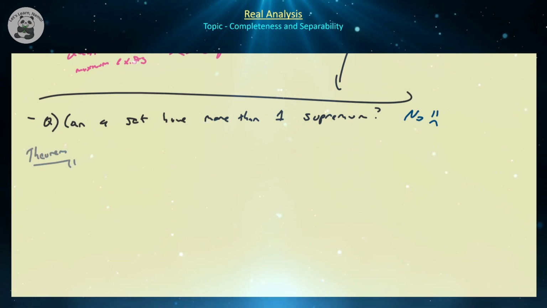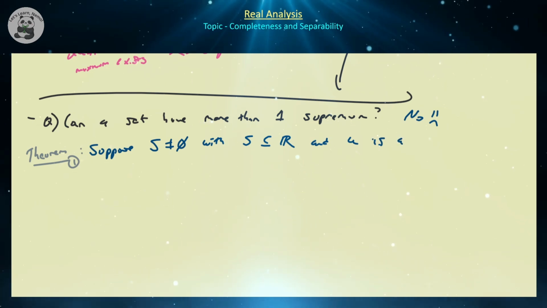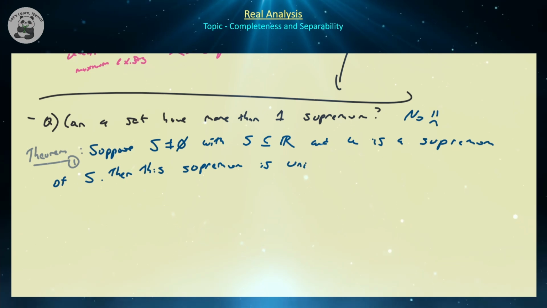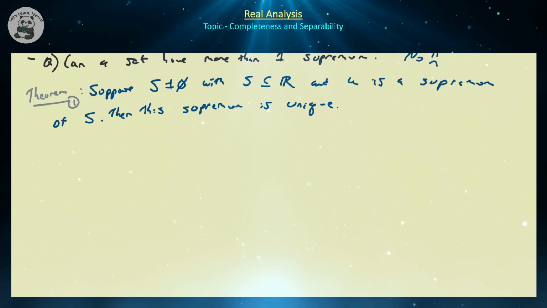And if you want to pause this video and try and prove it on your own, feel free to do so. So let's formally state the theorem that we're trying to prove. Suppose that S is not the empty set, and let's assume also that S is a subset of the real numbers, and let's assume that U is a supremum of the set S. Obviously, it doesn't need to belong to S. It can be above S, whatever that means. And then this supremum is unique.